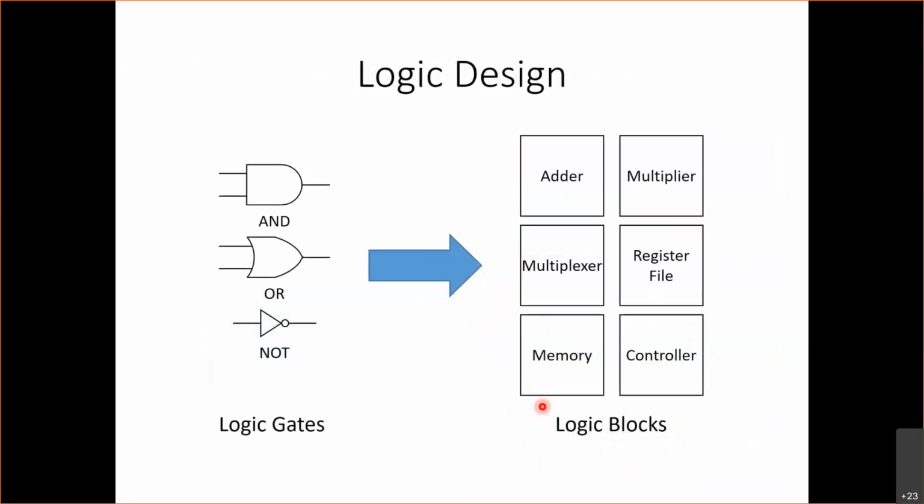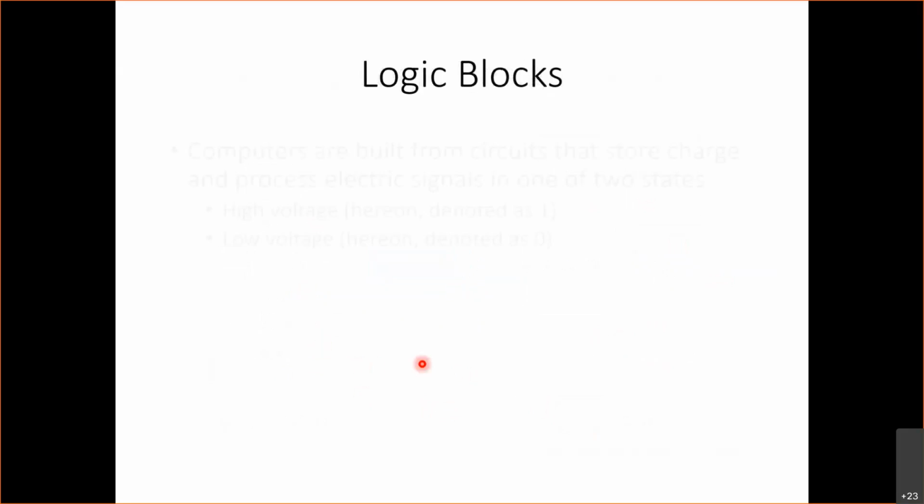So today we're going to talk about logic design. We said that the logic design layer is about how we can go from logic gates that perform simple logic operations like and, or, and not, to building more complex logic blocks that do more interesting functionality like adding, multiplying, or storing data. So what is a logic block?